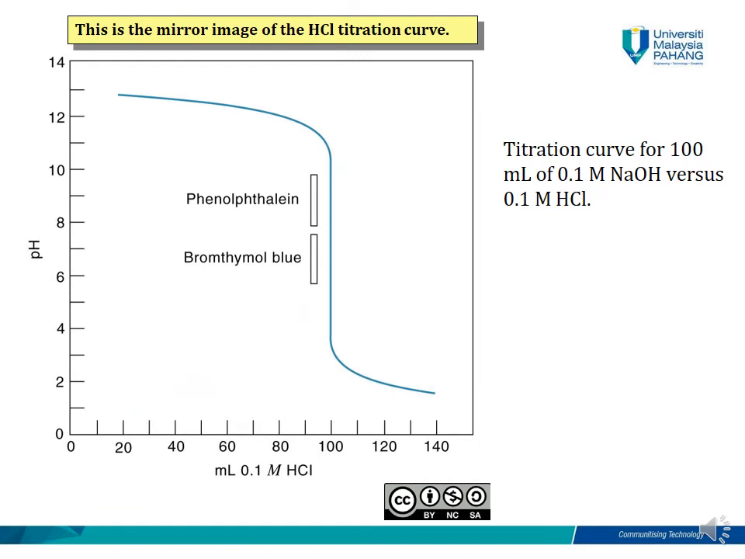Next, this is also a titration, the mirror image of the hydrochloric acid titration curve, by using different kinds of indicators like phenolphthalein and bromothymol blue. We have a lot of indicators, so I will show you after this.